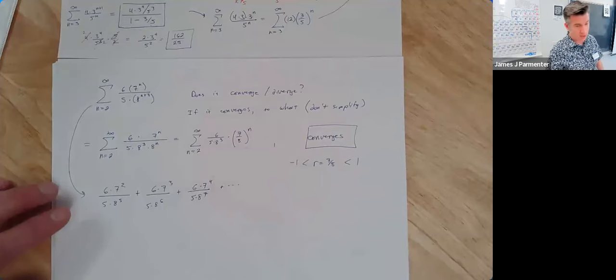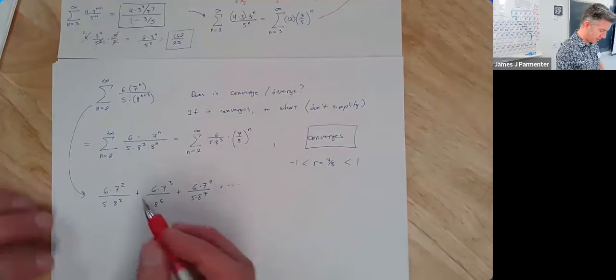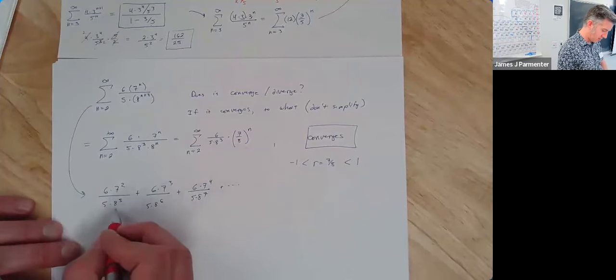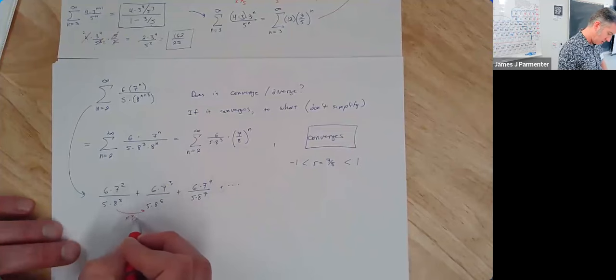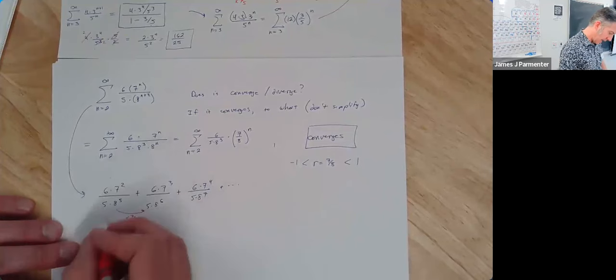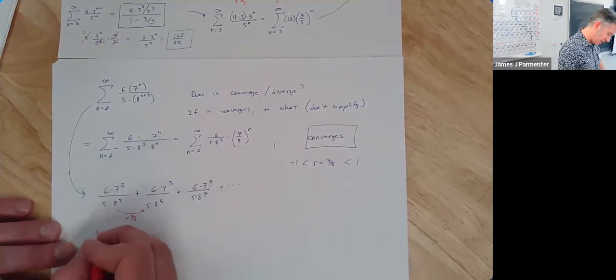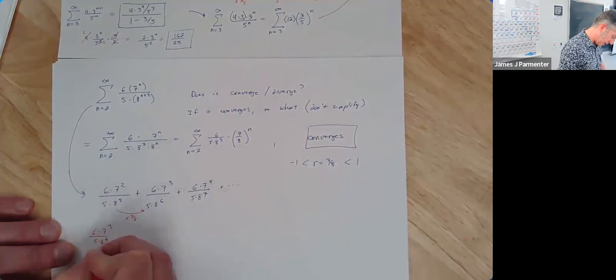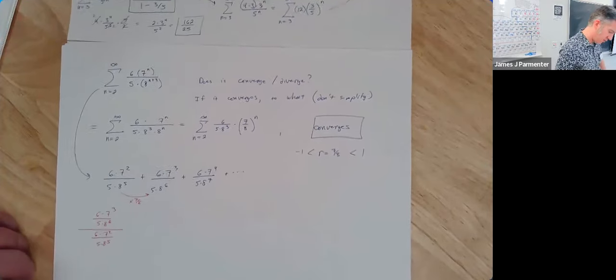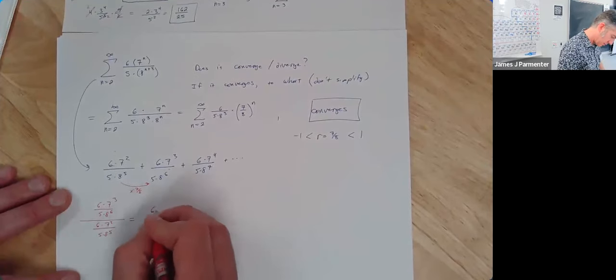And if you really want, you could even do this in kind of the weird way that I talked about. Instead of saying it's obvious I'm multiplying by 7/8 here, you could actually take this term and divide it by that term. So if you take 6 times 7 cubed over 5 times 8 to the 6th and divide it by 6 times 7 squared over 5 times 8 to the 5th, even though it looks pretty gross, it'll still get you where you want to be.